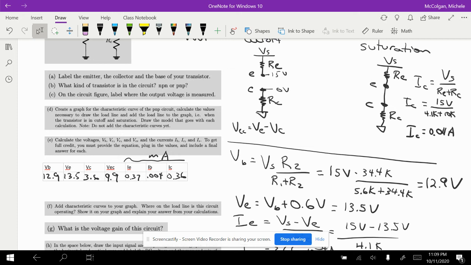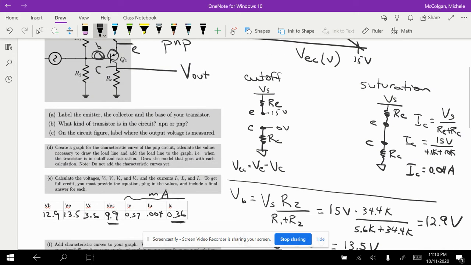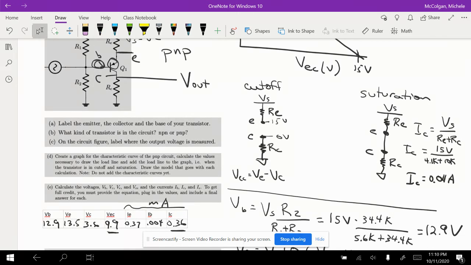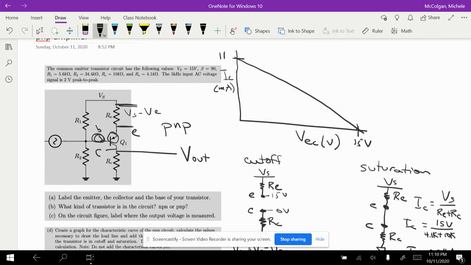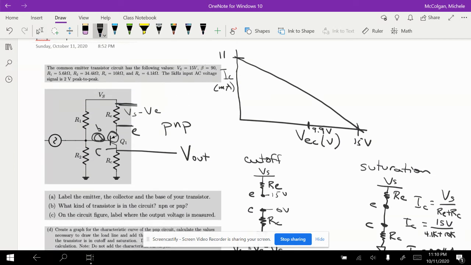So what we're going to do is use the VCE and IC. These two numbers tell us where we're actually operating on our load line. The limits that we found earlier are the extremes, and that's not actually where we're operating when we're designing an amplifier. So we're at 9.9, so it's about here, and our IC is 0.36, so we're like here.